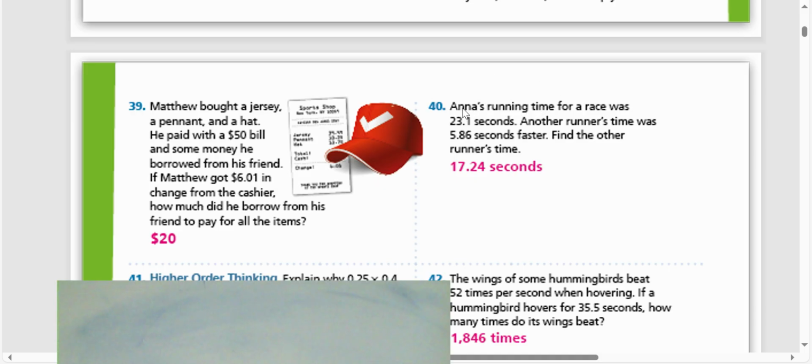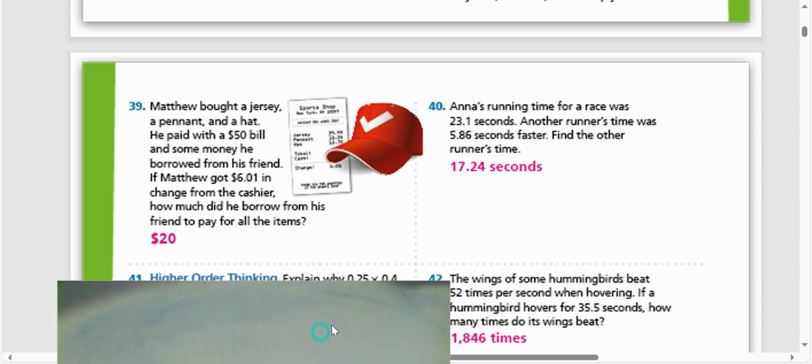Question number 40. Alice's running time for the race was 23.1 seconds. Another runner's time was 5.86 seconds faster. Find the other runner's time. We have 17 and 24 hundredths seconds. We can find the difference between two numbers.